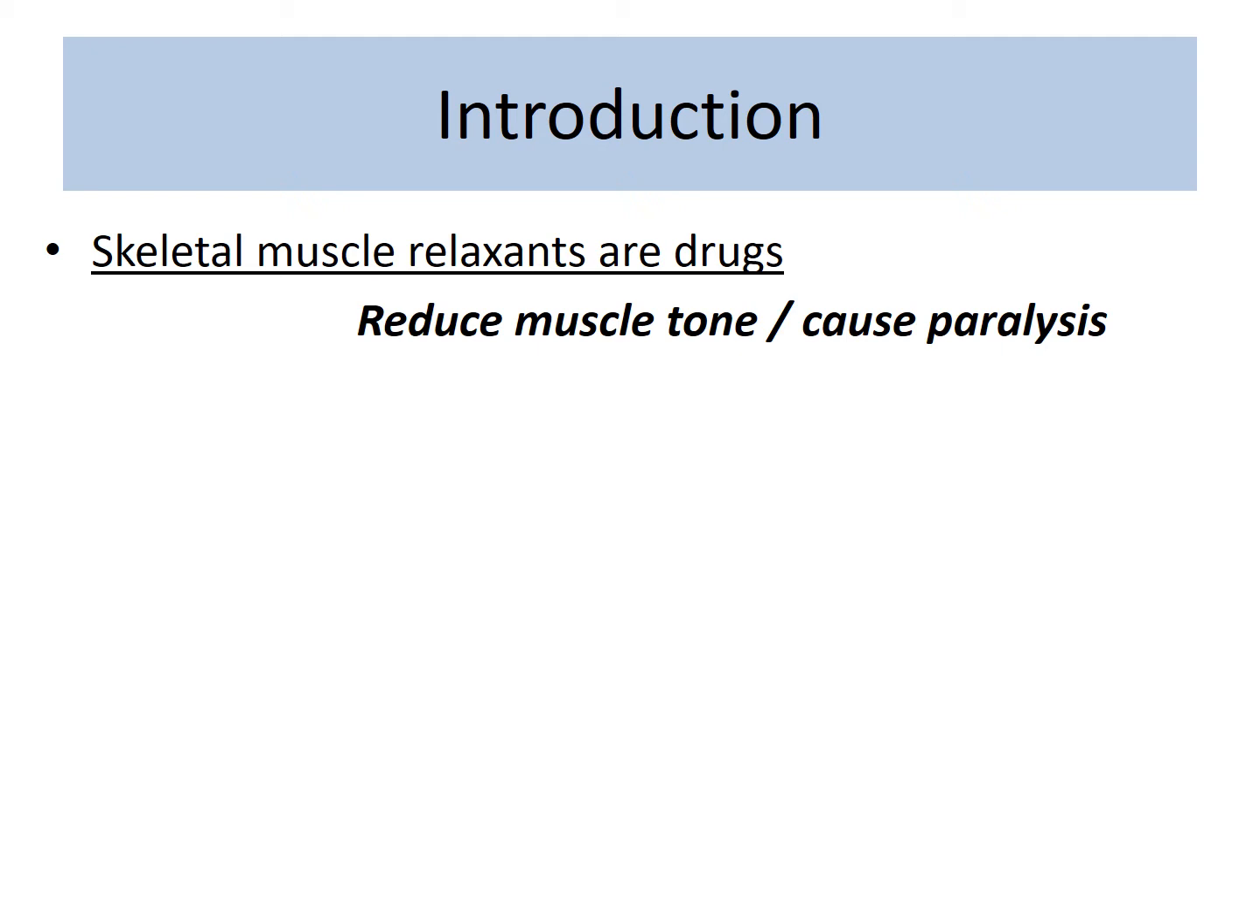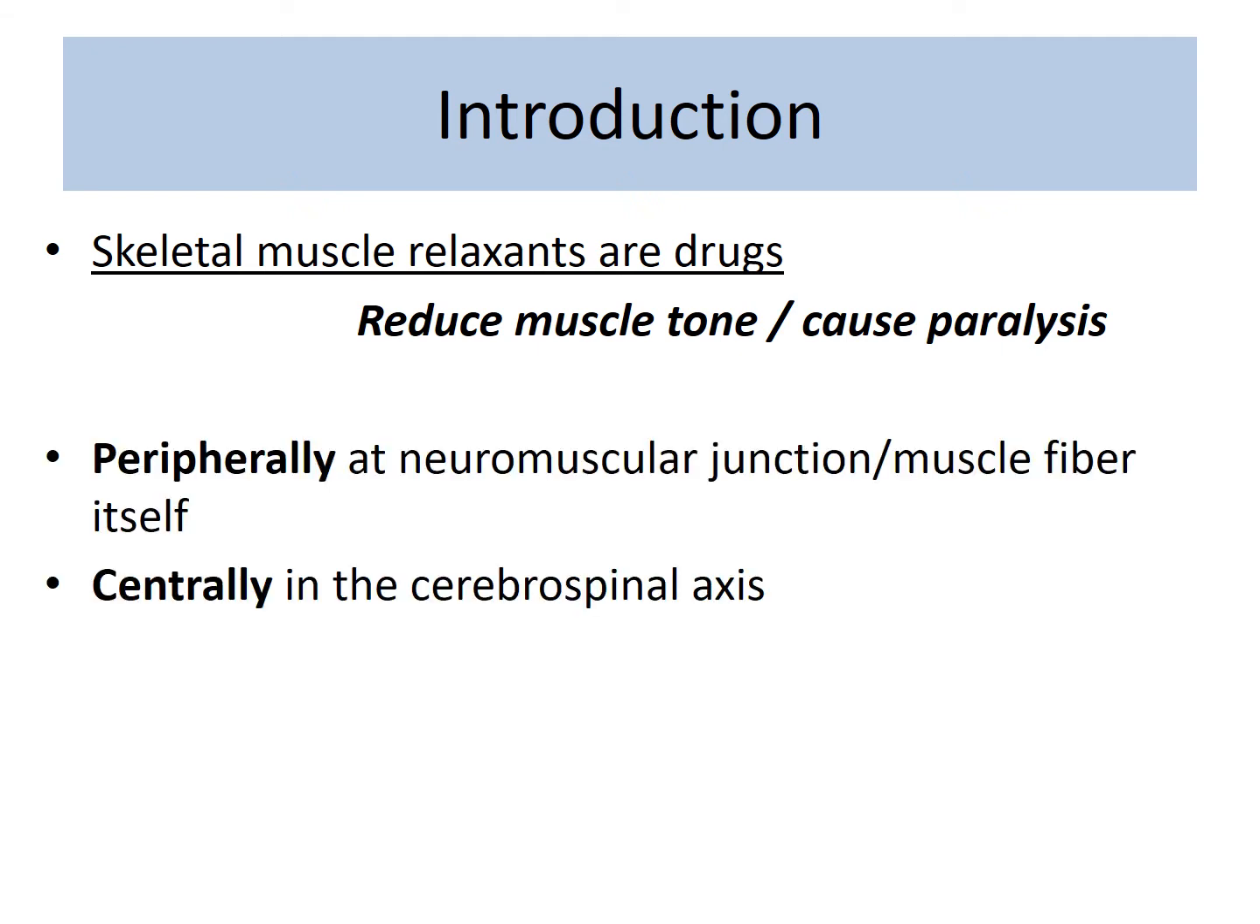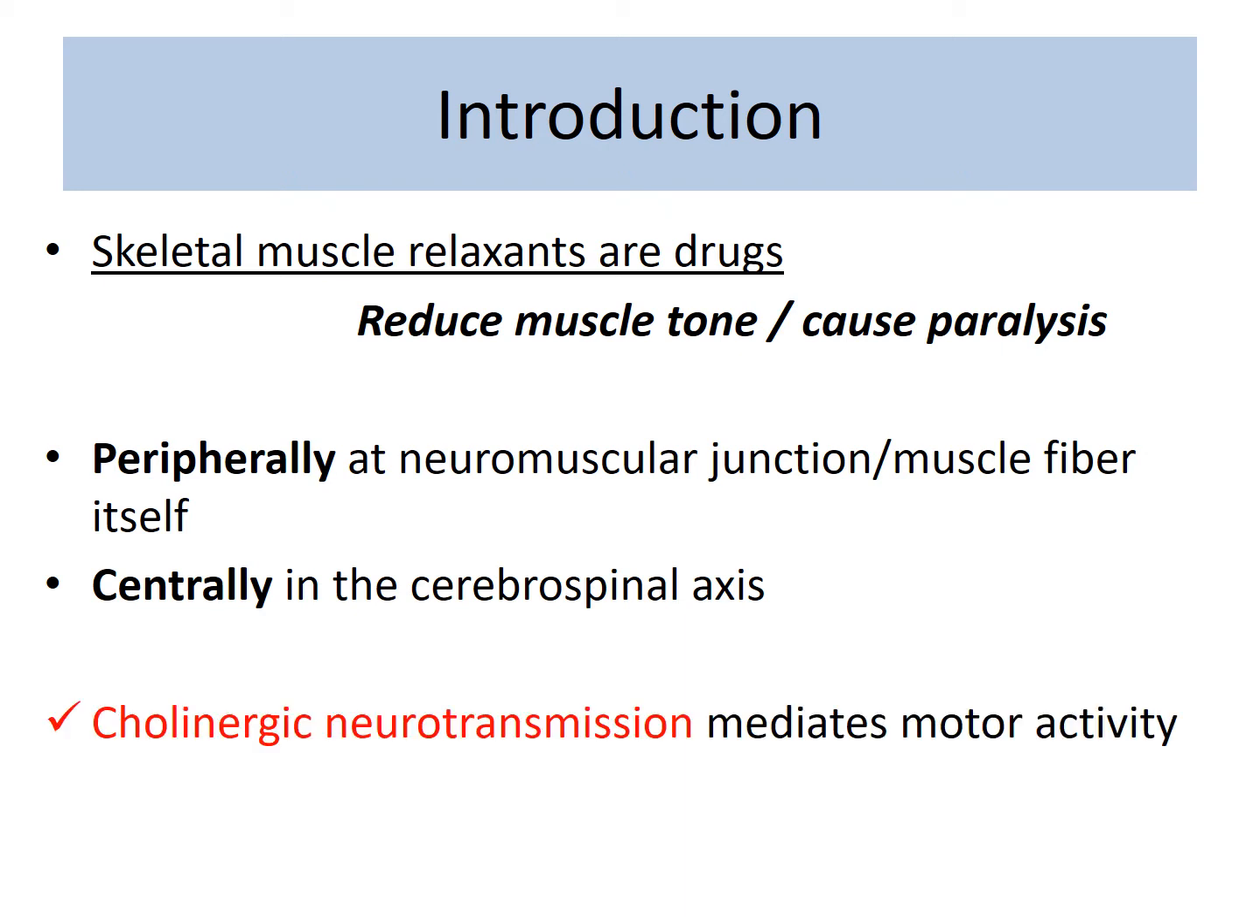These agents reduce the skeletal muscle tone, which leads to paralysis. Depending upon the site of action, these agents can act either peripherally or centrally. Centrally means in the cerebrospinal axis. Peripherally acting means they can either act directly on the muscle fiber or act at the neuromuscular junction. In skeletal muscle contraction, cholinergic transmission is the major important factor in the transmission of impulses at the neuromuscular junction.